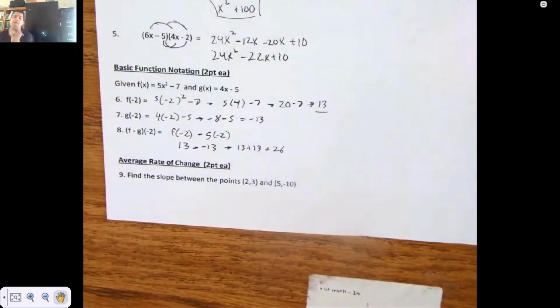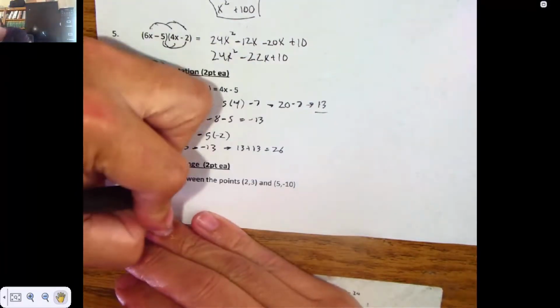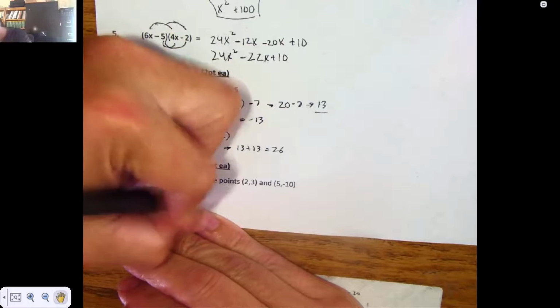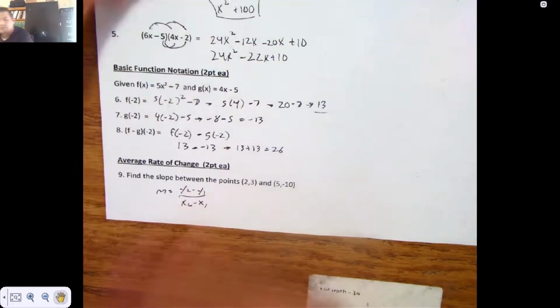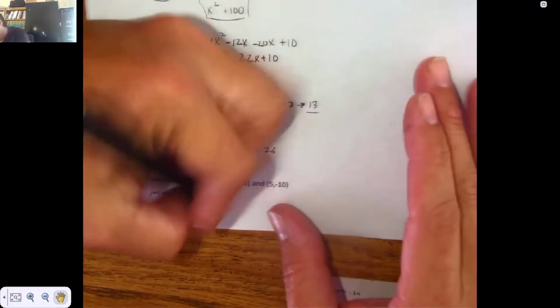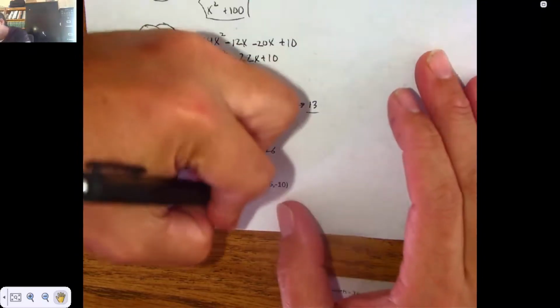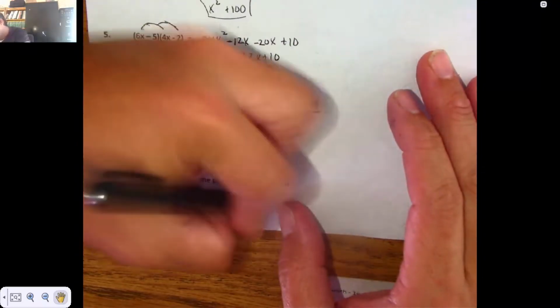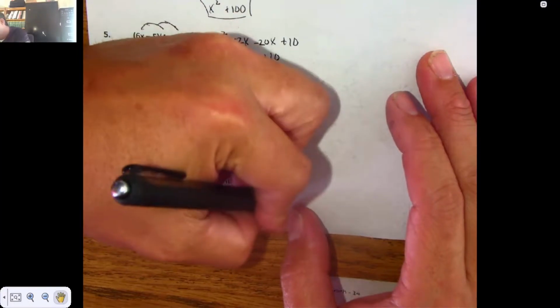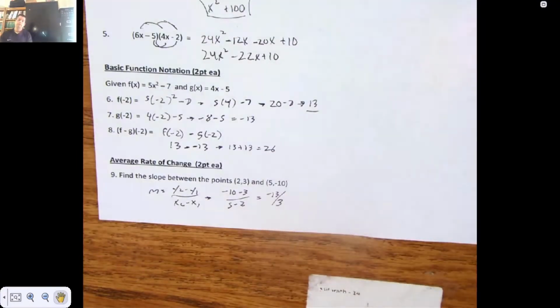And the last one on the basics, which is great because then I can start working on your twin. Find the slope between the points 2, 3, and 5, negative 10. So you have your great little formula for this, y2 minus y1 over x2 minus x1. Go with it. Negative 10 minus 3 over 5 minus 2 is negative 13 over 3. And that's all there is to it.